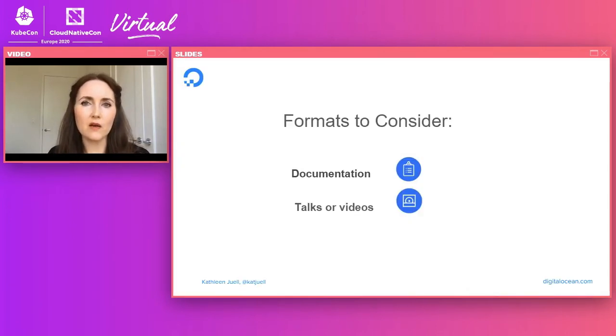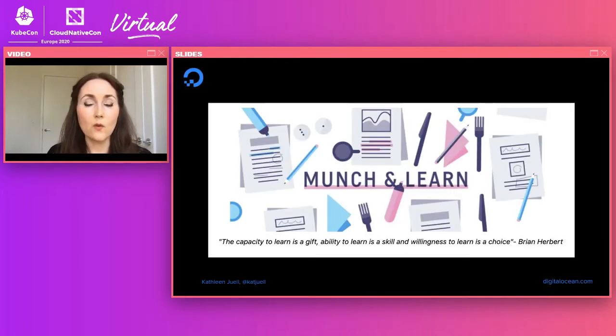Another great format for onboarding is a recorded talk. So at DigitalOcean, we do a Munch and Learn series every Wednesday with topics like Ceph 101, writing Kubernetes controllers, and Concourse best practices, and more. So these are really great ways to scope a topic down and focus it on developers and operators. They're also really valuable resources to help foster company-wide best practices.